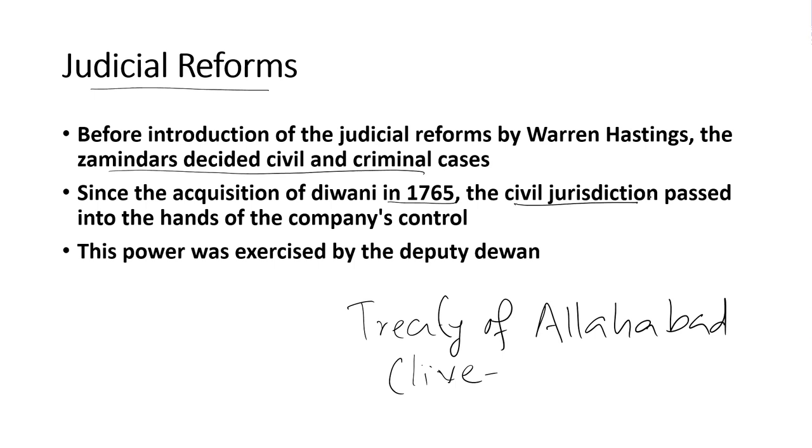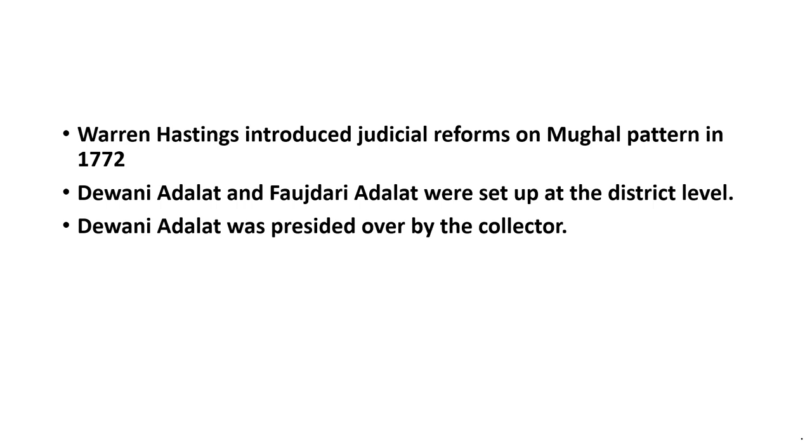With this, the civil jurisdiction passed into the hands of the English East India Company. However, in practice, it was exercised by the Deputy Diwan, an Indian officer, not by the British officials. Even though the British got the Diwani rights, they did not employ British officials for the management of the revenue collection. But Indian officers were appointed to manage the affairs of the English East India Company in Bengal. But with the arrival of Warren Hastings, this practice came to an end.